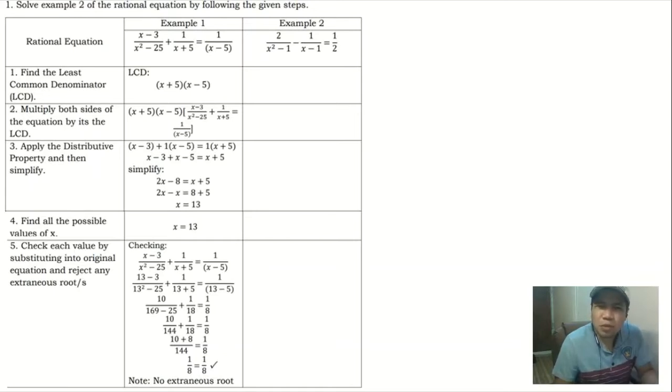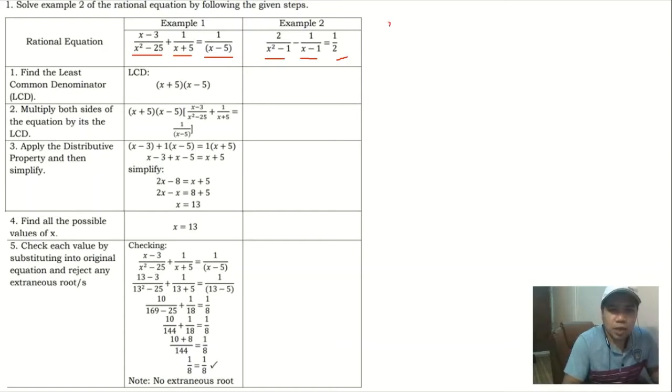Pero, paano yun kung hindi tayo masyadong pamilyar doon sa LCD? For example, x squared minus 25. Isang clue doon sa mga equations na ibibigay sa inyo is given na yung LCD. Yan. So, sa part na to is given na. Dito sa isang to, hindi pa given. Although we will also try to discuss this one. So, paano nga ba tayo magkakaroon ng idea in terms of the LCD?